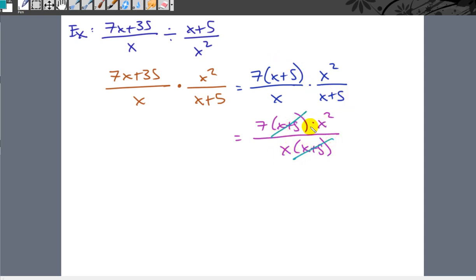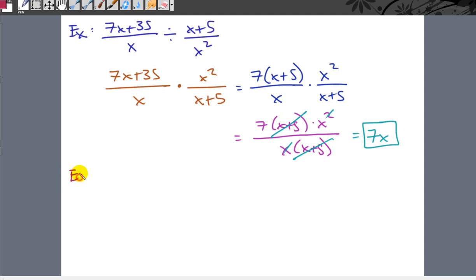And then we have the x's, so we have x squared. This is x times x, so basically one of them is going to cancel. And look at that. We're left with 7x. And that's all there is to that problem. Okay? Let's try to do another problem.